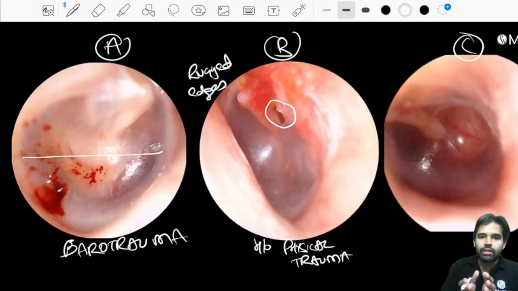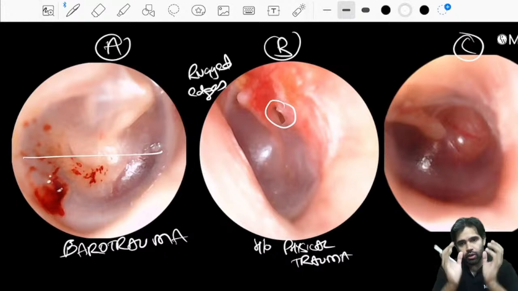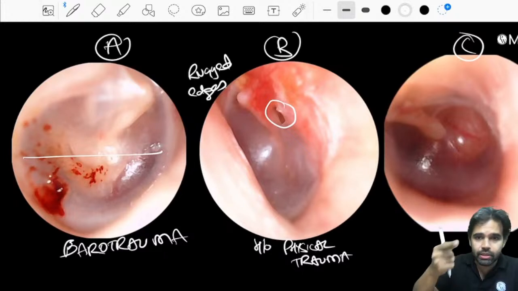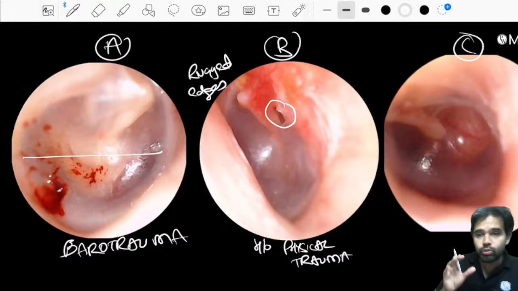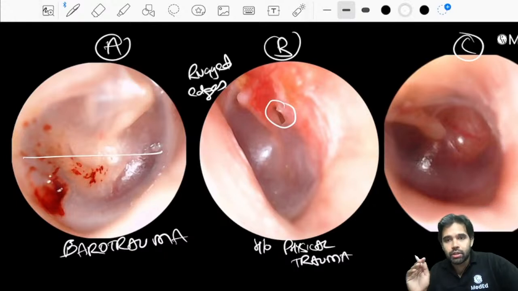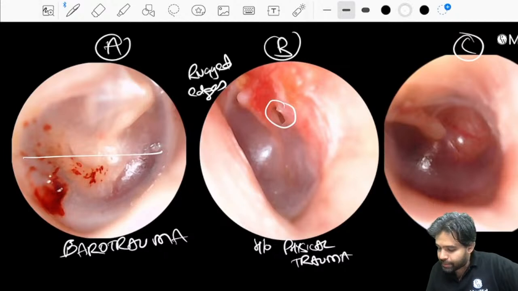Whenever there is natural disease, you will see a very circular perforation, but whenever you see these irregular edges, there will be something. This is a child who put a pencil inside the ear and caused rupture. And C is not cholesteatoma, because it has to be pearly white. This is just to confuse you. C is actually a glomus tympanicum.